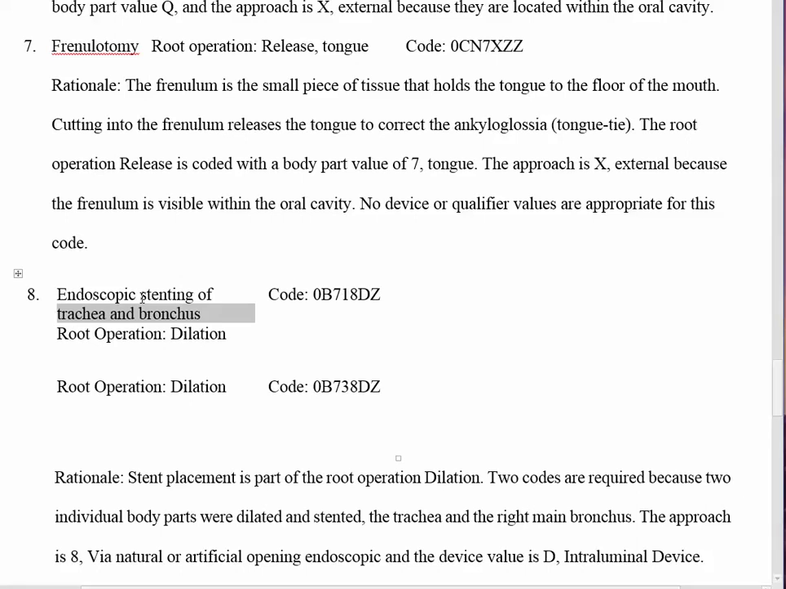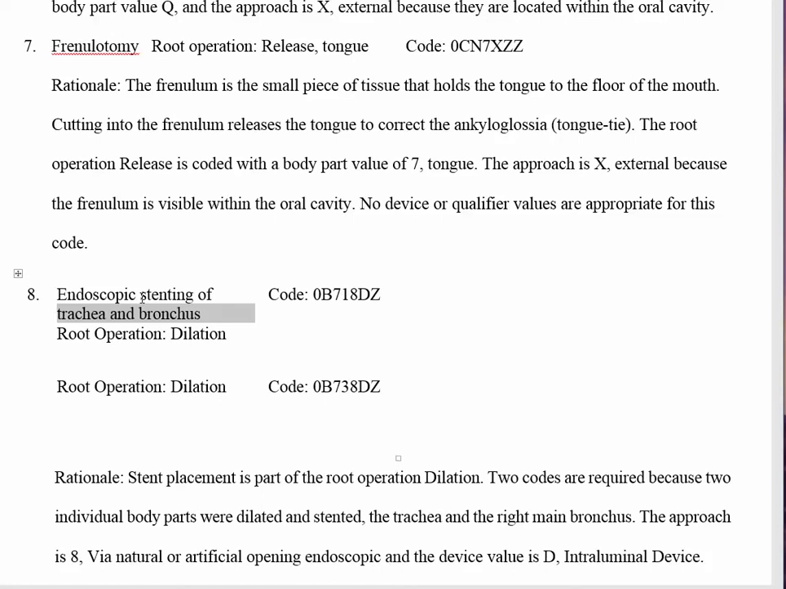Stenting is going to open up a tubal area. In this case, that tubal area happens to be the bronchus. This patient has bronchial cancer. Opening up would be expanding. Therefore, the root operation is dilation, expanding an orifice or the lumen of a tubular body part.